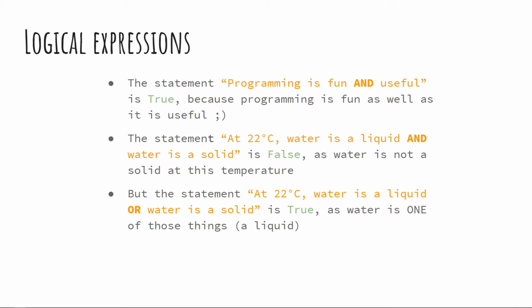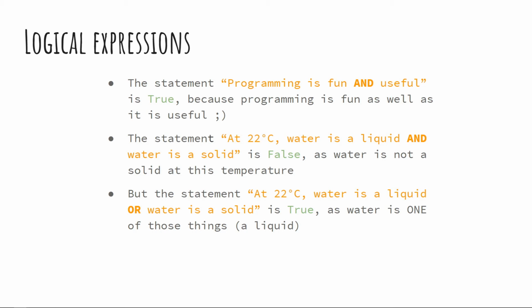So some examples on screen, we have programming is fun and useful, and that is true, because programming is both fun and it is useful. On the other hand, the statement at 22 degrees Celsius, water is a liquid and water is a solid, is false, because at 22 degrees Celsius, water is not a solid. So we don't have both of them being true. The statement at 22 degrees Celsius, water is a liquid or water is a solid, on the other hand, is true, because one of those statements is true.